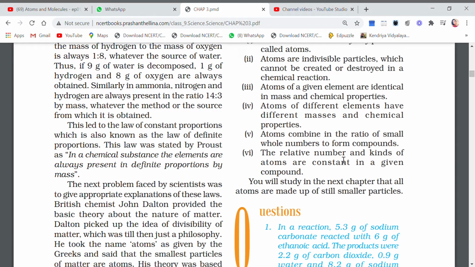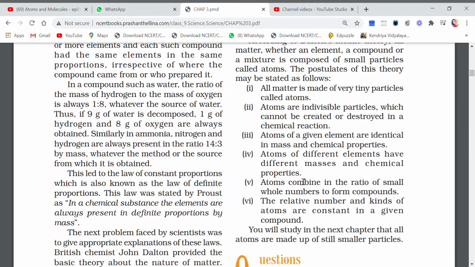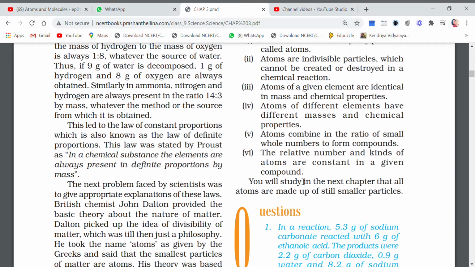Sixth point, relative number of kinds of atoms are constant in a given compound. This also is the law. अभी अभी हमने ये law पढ़ा है, law of definite proportion, कि it is always constant in a compound. It will never change. So all these 6 points are Dalton's atomic theory. This also you will write in your registers. Okay children.